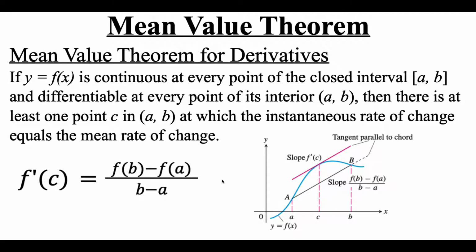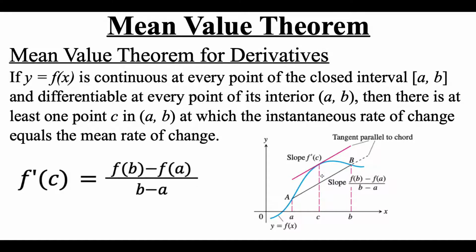So here's what the mean value theorem actually says. If y equals f of x is continuous at every point of the closed interval from A to B, and it's differentiable at every point of the interior interval from A to B, not including those endpoints, then there is at least one point C in that A to B interval where the instantaneous rate of change is equal to the mean rate of change. And remember, the instantaneous rate of change means the derivative. So this is saying that the derivative of f at C is equal to the slope, f of b minus f of a, over b minus a.